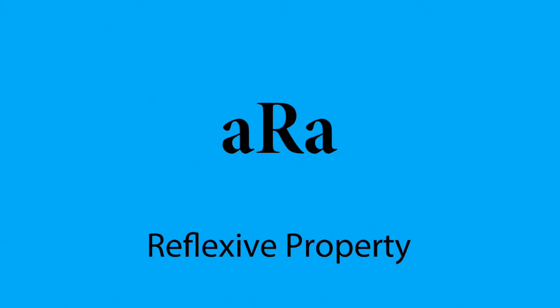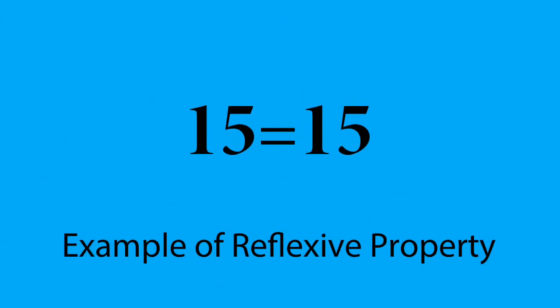There are a number of properties that might hold for certain relations. The first is the reflexive property, which is to say that everything is related to itself. The equals relation has the reflexive property. All numbers are equal to themselves.